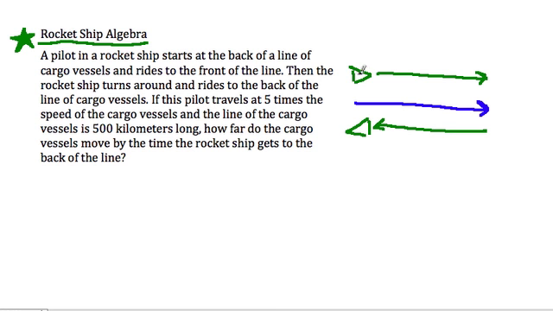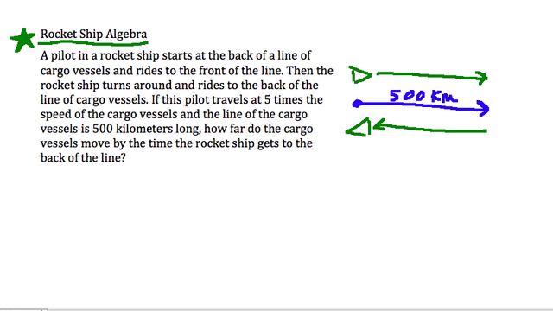So it's going from the back of the line to the front and then turning around and going to the back of the line. And later in this problem it says that if this pilot travels at 5 times the speed of the cargo vessels and the line of the cargo vessels is 500 kilometers long, how far do the cargo vessels move by the time the rocket ship gets to the back of the line? So we want to know how far do these cargo vessels go by the time the rocket ship makes this lap. And we know that this line of vessels is 500 kilometers long.